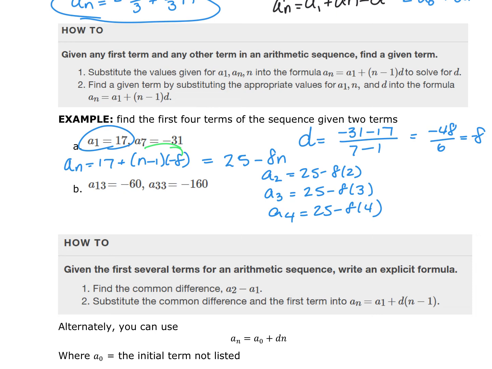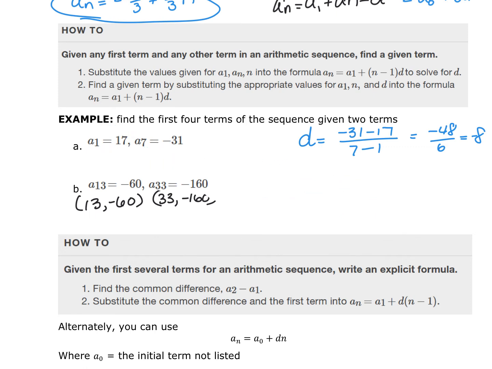Now, the same thing we're going to do on a sub 13 and a sub 33. So I have the ordered pairs: 13 goes in, negative 60 comes out. 33 goes in, negative 160 comes out. So I'm going to find my difference. This is not a slope. This is the difference. So my difference is going to be negative 160 minus negative 60, and then 33 minus 13. So in the numerator, I'm going to get a negative 100, and in the denominator, I'm going to get 20. So I have a common difference of negative 5.